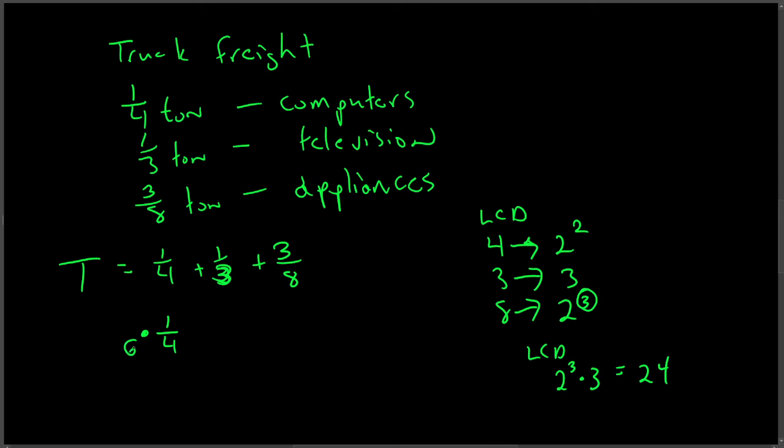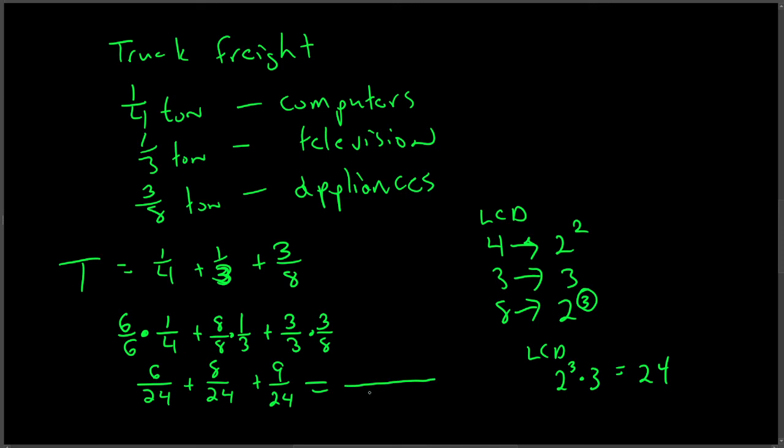So for the first term, that's 6, because 6 times 4 is 24. So I write it in the form of 1. For 1/3, it's 8. So I write it in the form of 1, and I'm transforming this to something with a common denominator. And then for 8, it's going to be 3. Right? And so 24, 24, 24. So we have a common denominator. So this expression becomes 6/24 plus 8/24 plus 9/24. Well, they have the same denominator, so that will be the denominator of the answer. And then 6 plus 8 is 14, plus 9 is 23/24. And so this truck is carrying just under, a small fraction under 1 ton, or 23/24 of a ton.